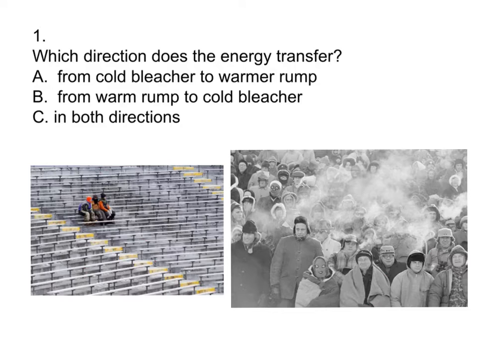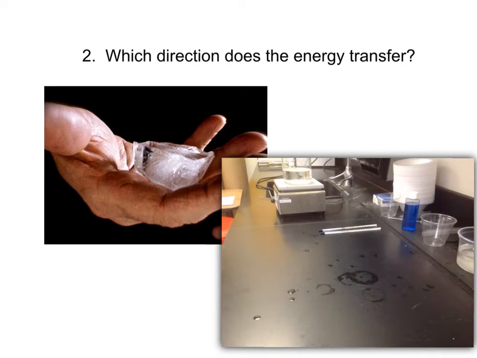But question number 1, which direction does the energy transfer? Does the energy transfer from A, the cold bleacher, to the warmer rump? B, from the warm rump to the cold bleacher? Or C, in both directions? Pause the video if you need to. Next question.